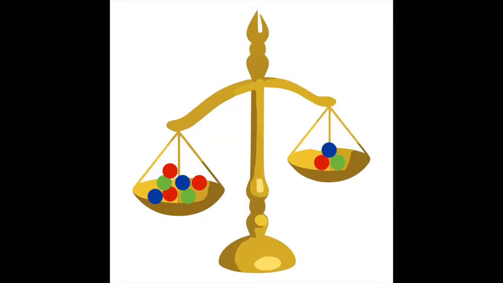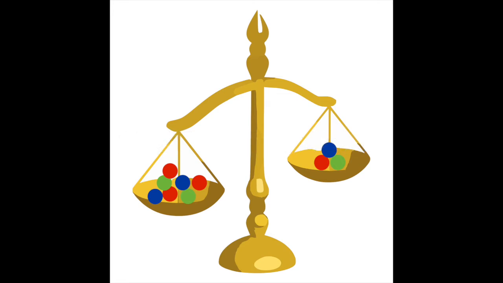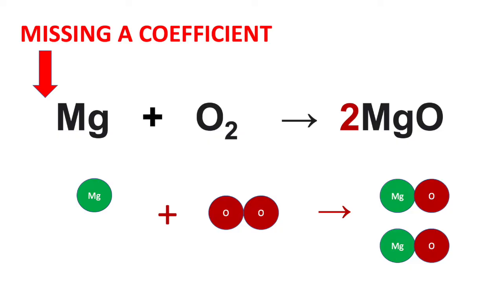But if you do not have the same number of each type of atom on both sides, it means that your equation is not balanced and that it does not represent what is really going on in this reaction. When you have an unbalanced equation, this typically means that one of your coefficients is missing from your equation, or it is incorrect.